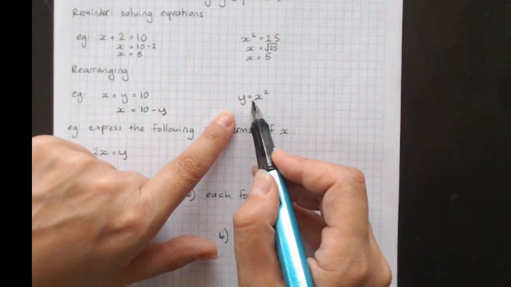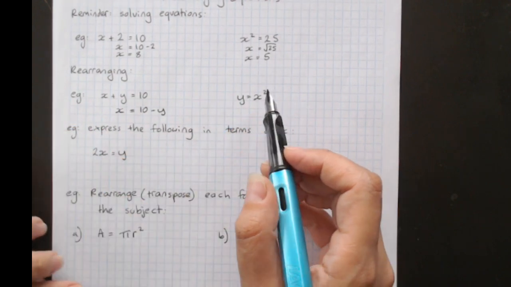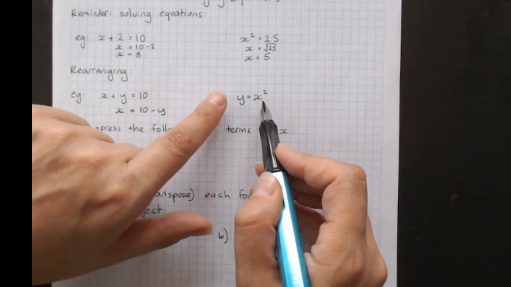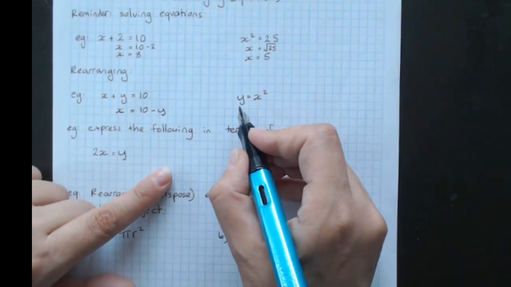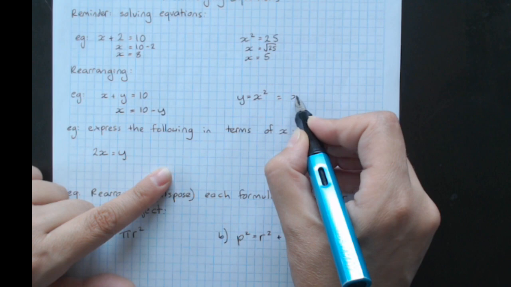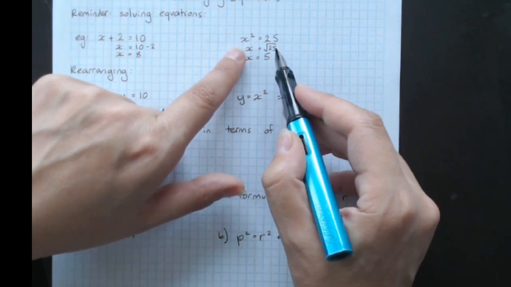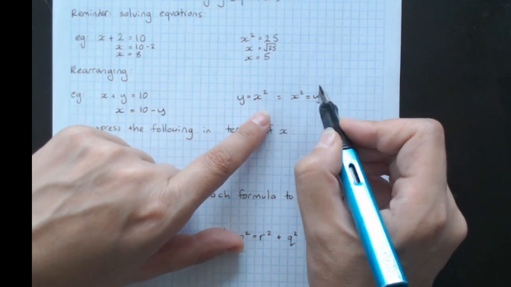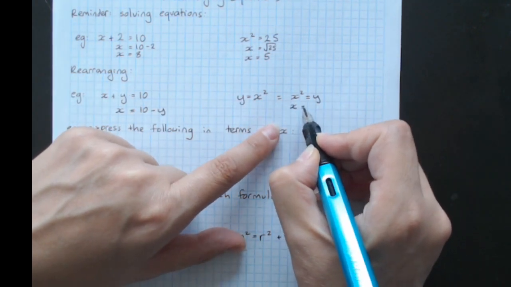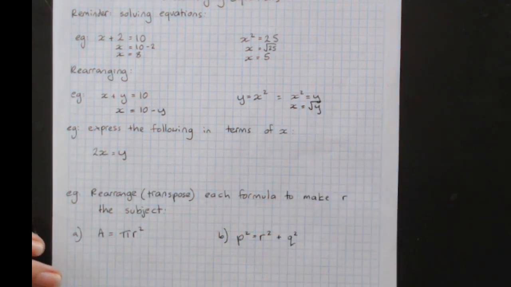Here, y equals x squared. I just want x on its own. Sometimes it's easier to get the x on the first side first, and we can always just swap sides. So that's the same as x squared equals y. And that looks pretty much like that. How did I get rid of the x squared and just get x? I took the square root of both sides, and x is the square root of y.